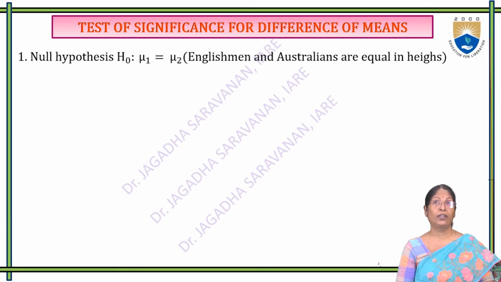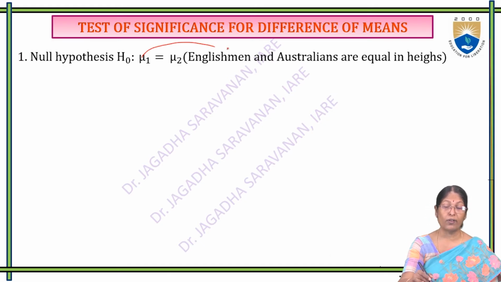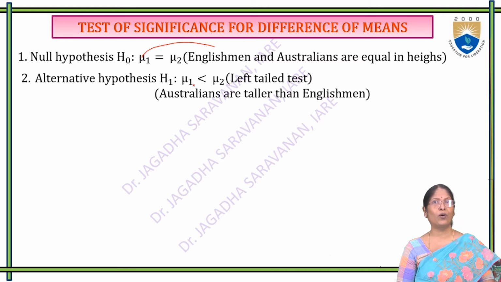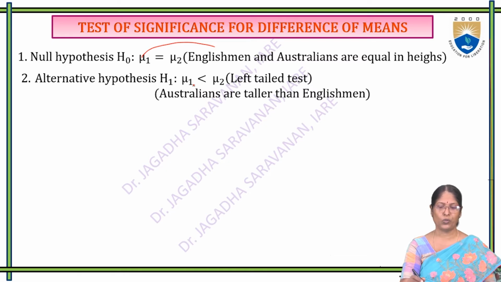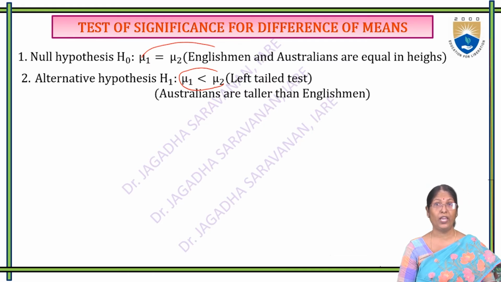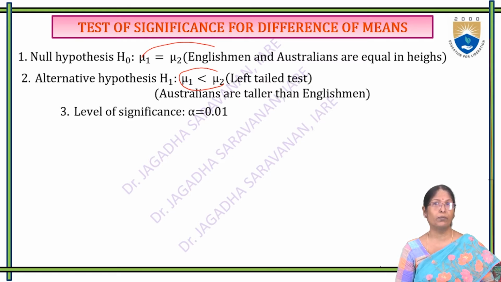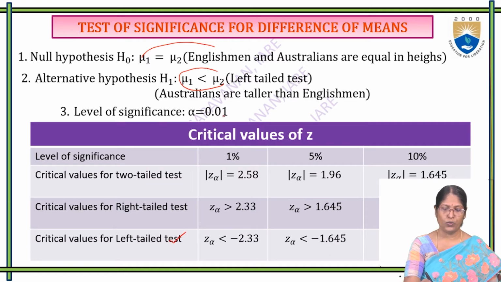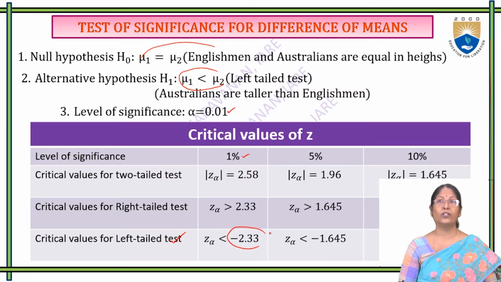The null hypothesis: Englishmen and Austrians are equal in height. We are saying there is no difference in heights, both are equal. That is mu1 equal to mu2, where mu1 is the population of Englishmen and mu2 is the population of Austrians. They are saying Austrians are taller than Englishmen, otherwise Englishmen are not taller than the Austrians. That is what is written here. We can also write mu2 greater than mu1. Both are mathematically equal. So it is a left-tailed test because of the less than symbol. Alpha equal to 0.01 is given in the question. Yes, here we can see a left-tailed test, and for 0.01 the value is minus 2.33.